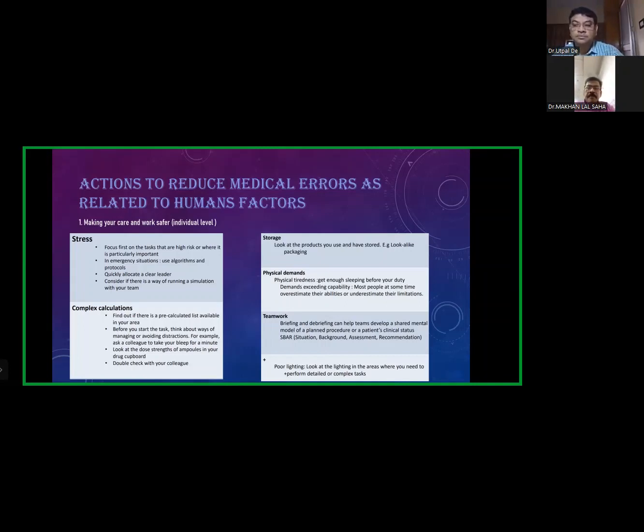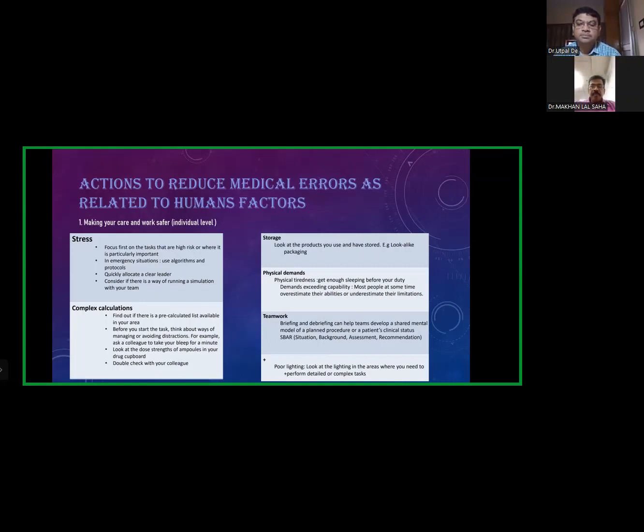Look for dose strength of ampules in the drug cupboard and double check with your colleague. Storage: look at the products you use and have stored, for example, look-alike packaging. Physical demands, physical tiredness: get enough sleep before the duty. Demands exceeding capability: most people at some time overestimate their abilities and underestimate their limitations.